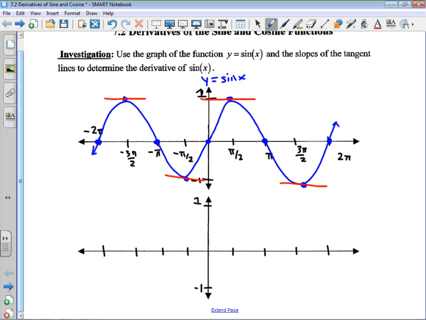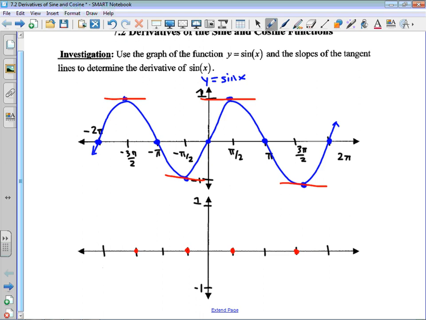Now what that means is the value of the derivative is 0. So the derivative of sine x has a value of 0 at pi over 2, a value of 0 at 3 pi over 2, and a value of 0 at negative pi over 2, and finally at negative 3 pi over 2 as well. All right, now those are the easier ones.